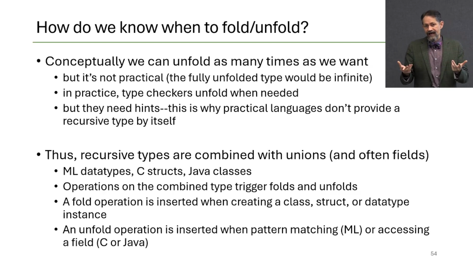So whenever we create a class, whenever we create an instance of a struct or a data type, then we do a fold operation to wrap up that data structure into something of the type, class T. And then an unfold operation happens whenever we go inside, right? So if we're pattern matching over an ML data type, then we'll unfold it so we can see what's inside that data type and match the patterns properly, right? Or if we access a field in C or Java, then we'll look inside the recursive type, we'll unfold it, we'll see what fields are there, and then we'll get the field that we want.